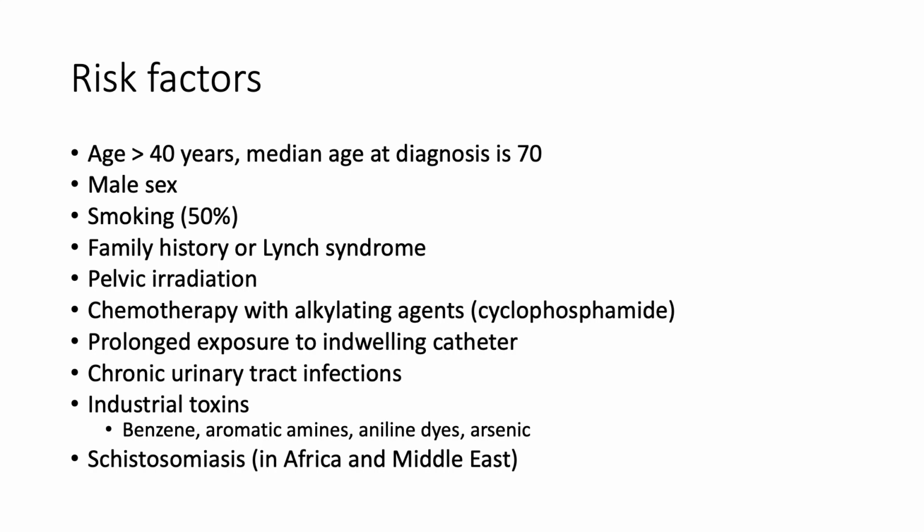But family history is also important, especially if they have Lynch syndrome, if they've ever had radiation to their pelvis or prior chemotherapy with cyclophosphamide, that increases your risk of bladder cancer. Prolonged exposure to an indwelling catheter or chronic urinary tract infections, that irritation can lead to cancer. And then there are some classic industrial toxins you should be aware of, like benzene, aromatic amines, aniline dyes, and arsenic. If your patient has exposure to those things, that would be a big risk factor. And in Africa and the Middle East, schistosomiasis infection is one of the leading risk factors for bladder cancer.